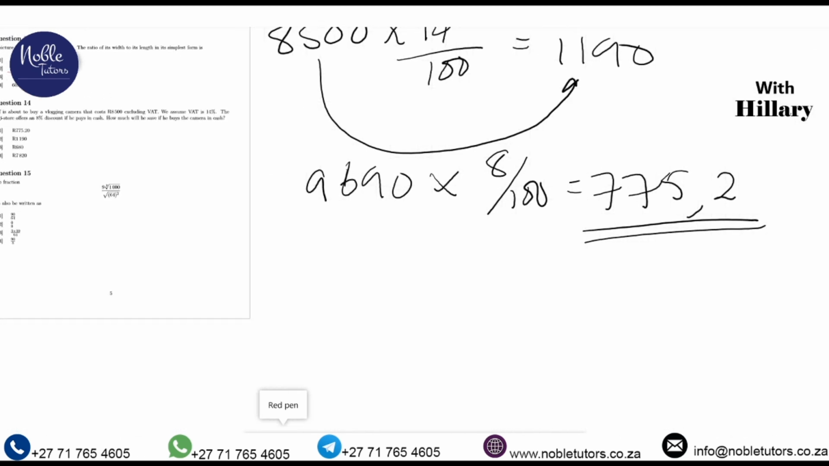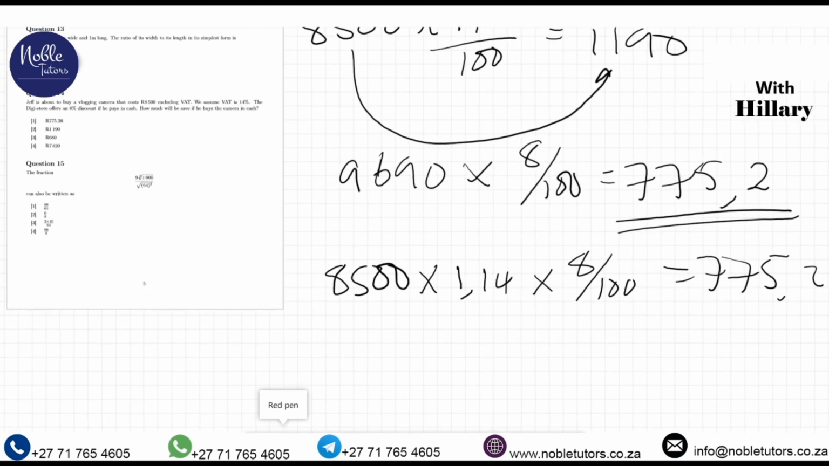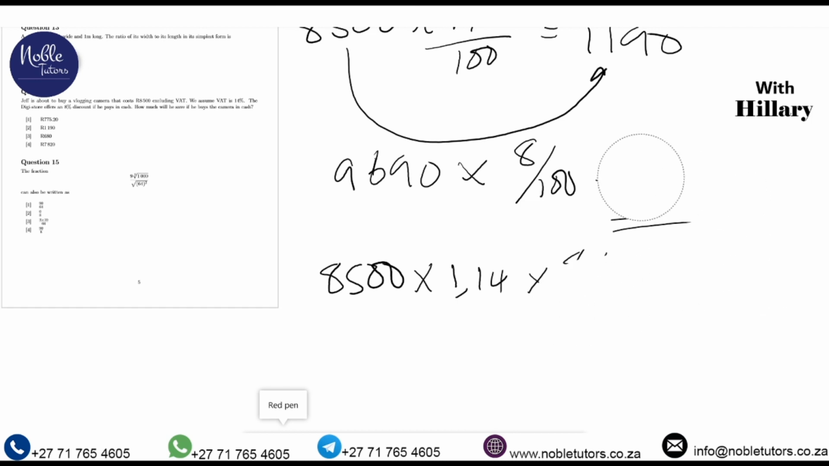In other simple form, you can say 8,500 is the price without VAT multiplied by 114, which is including VAT, 100 plus 14%, which is 114%, multiplied by 8%, which is 8 over 100. It will still give you 775.2 Rand. That's the discount you are going to enjoy if you buy in cash.